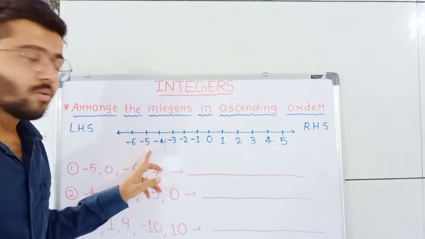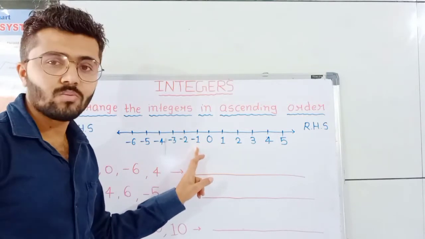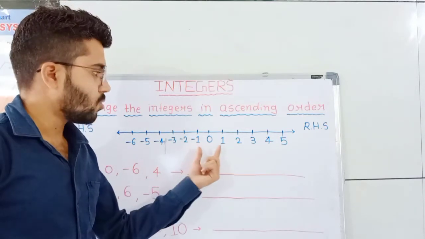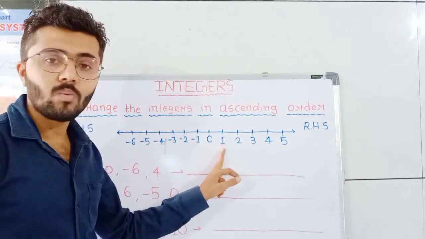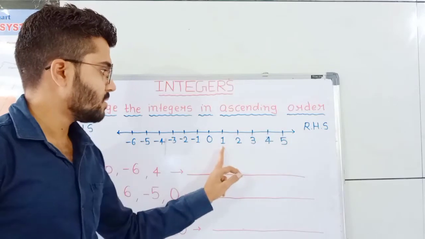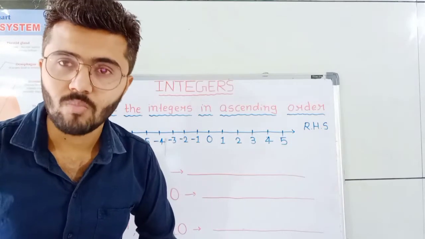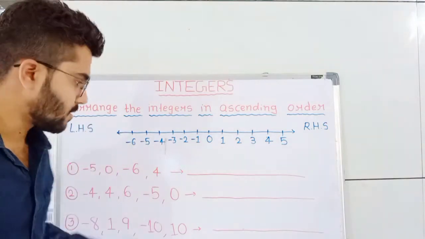So here I am giving you one example. अगर 1 और -1 को कंपेयर करना है तो दोनों में से बड़ा कौन है? Yes, 1, because 1 is on the right hand side of -1, इसलिए -1 smaller है and 1 is greater.